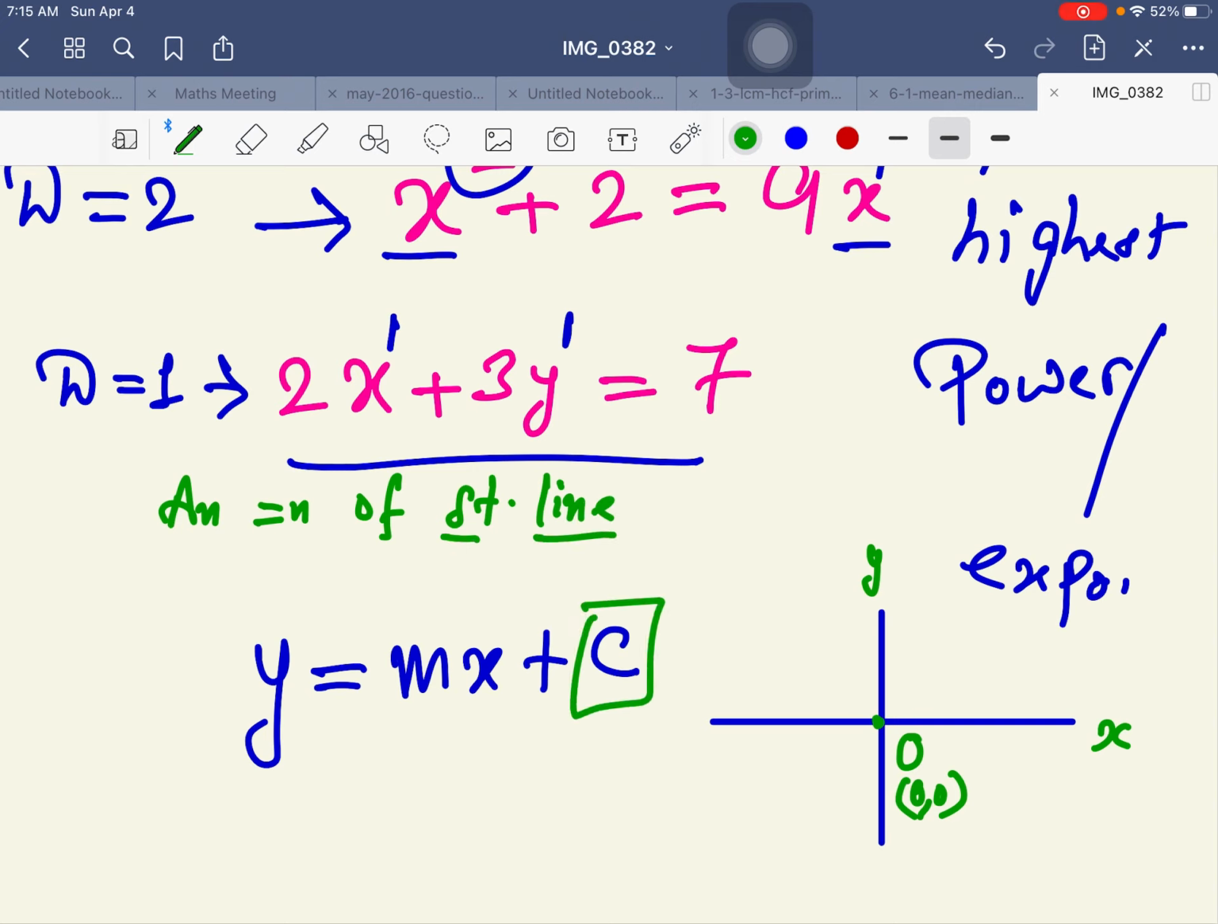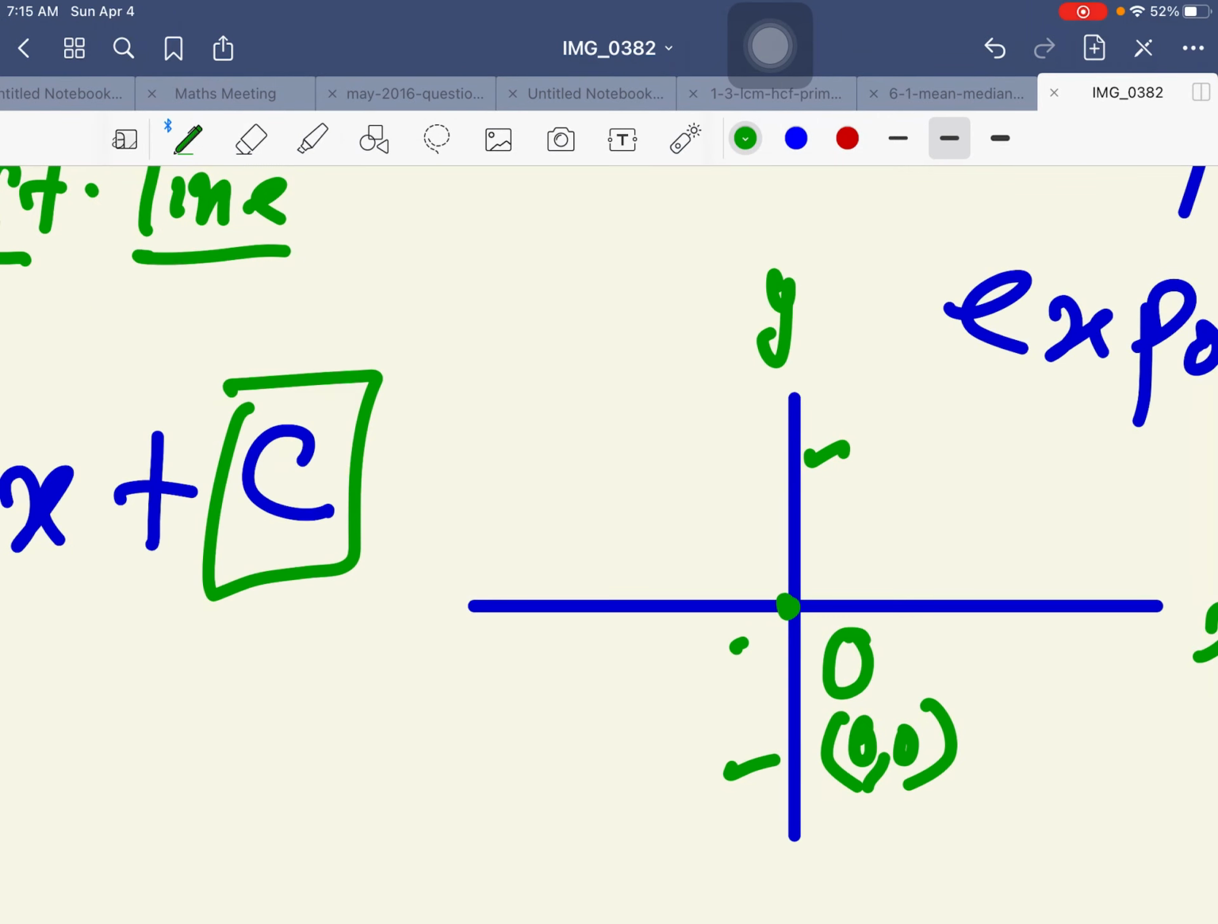Here c is a point on the y-axis. You have to locate this point c on the y-axis. It can be positive over here, it can be negative over here, it can be 0. It doesn't matter. So you locate this point c. Suppose in my case this point c is positive and it is somewhere here. So this c point means a point with coordinates 0 and c, because this point is on the y-axis. Basically this length is c. So this c is called the y-intercept.